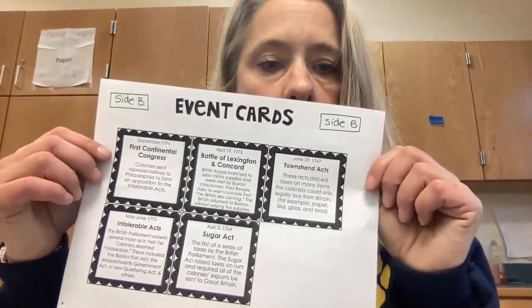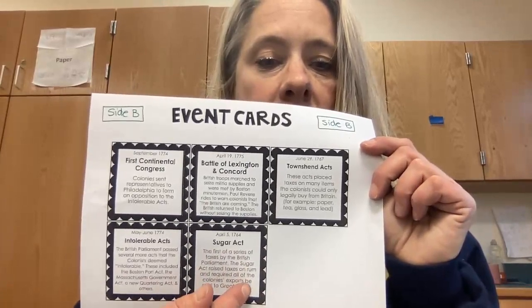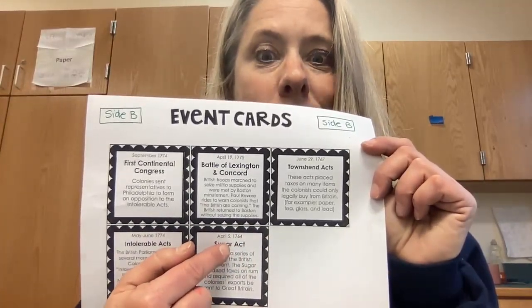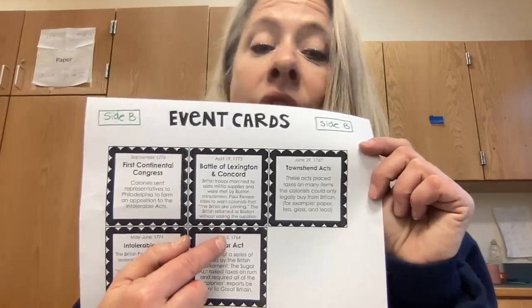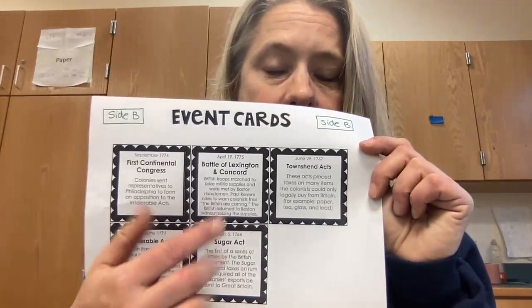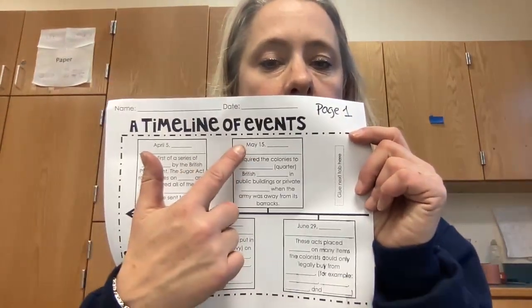So you're going to flip it over to side B. Let me see April 5th. Sugar Act, there it is. Okay, so you found April 5th, 1764. You're going to write in the 1764. You're going to write Sugar Act, and then you're going to write the missing info on the lines. You can do it. All right, then you're going to go to another box that's blank, May 15th.